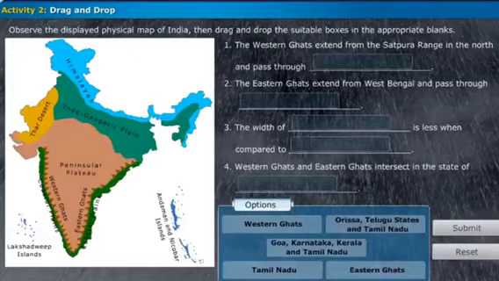Here, let us perform an activity on the India map. Observe the displayed physical map of India, then drag and drop the suitable boxes in the appropriate blanks.